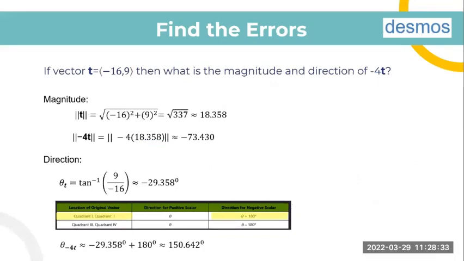All right, so going back to Desmos, here I've completed a problem with finding the magnitude and direction. However, there's an error in both of my steps. So I just want you to walk through step by step solving the magnitude and direction. If you're given vector t is -16,9, and they want to know the magnitude and direction of -4t.